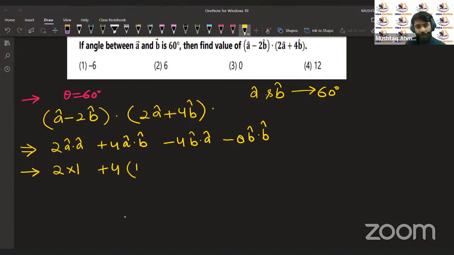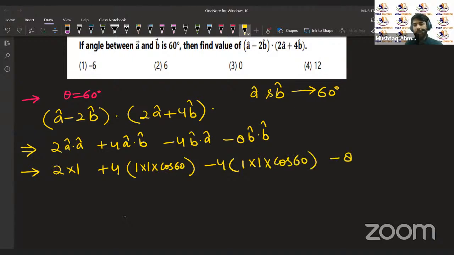It will be 4 times 1 into cos of theta. That's cos of 60 between these two, right? Similarly, minus 4, that will be 1 into cos of 60. And once again, minus 8, b cap dot b cap, it's going to be 1, right? So 2 into 1 will be 2, plus cos 60 is 1 by 2, so 1 by 2 into 4, that is 4 upon 2, minus 4 into once again 1 by 2, minus 8. So this 2 and 2 will get cancelled.